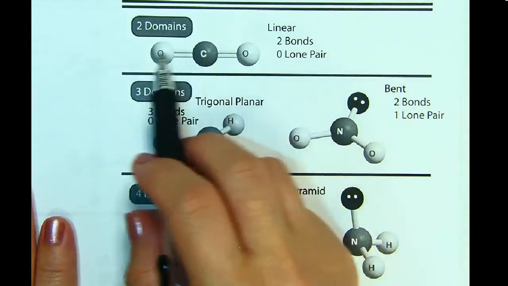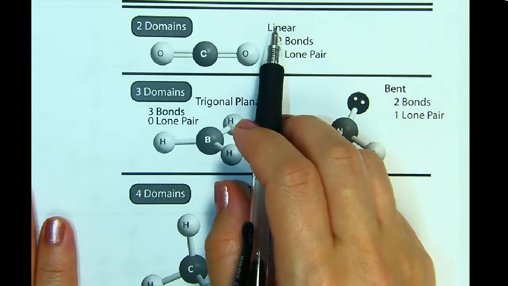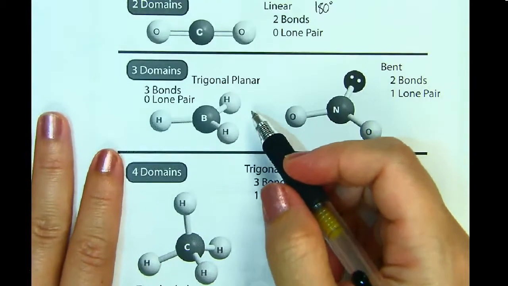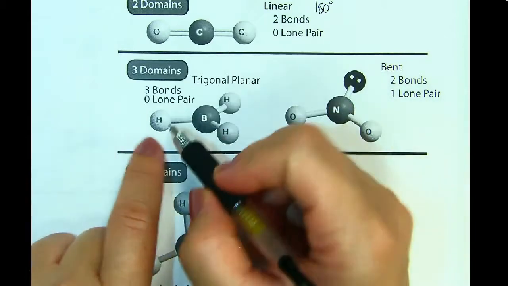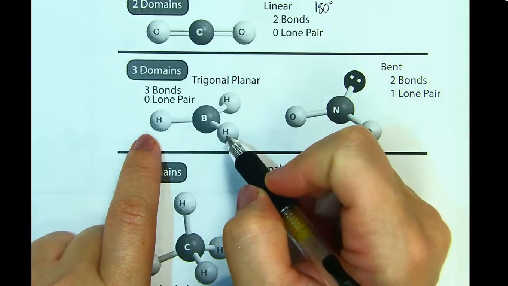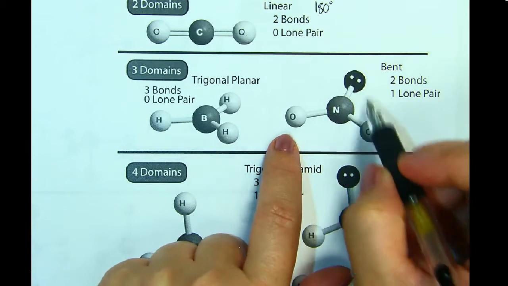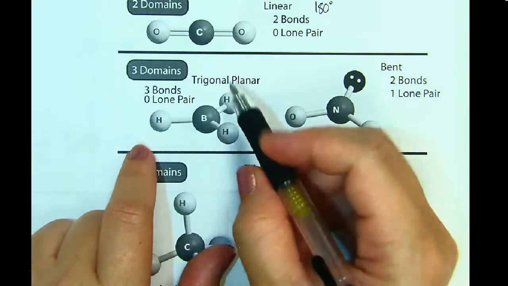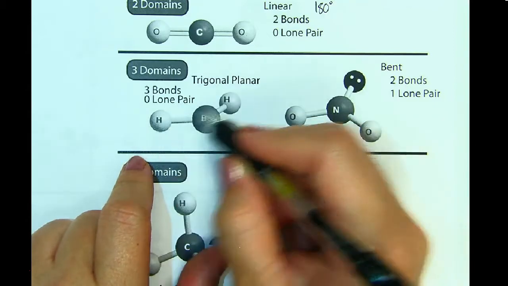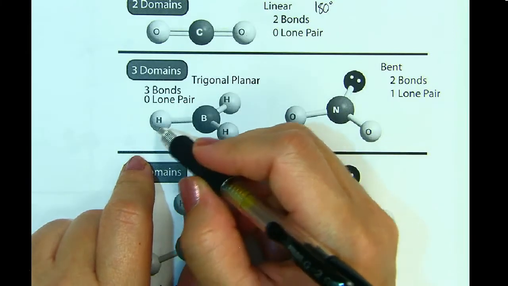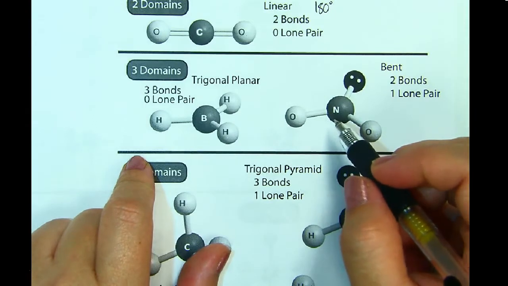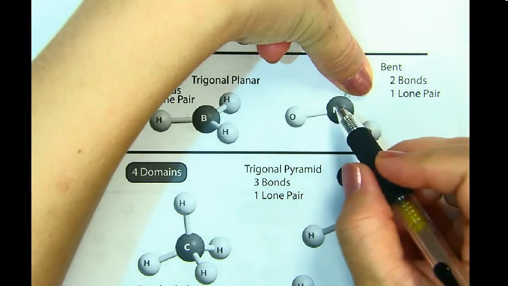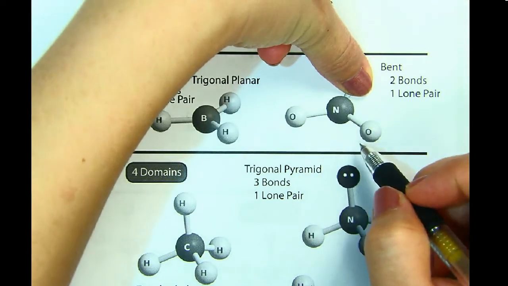And so if you have only two domains, then it's going to be linear with a 180-degree bond angle. If you have three domains, then there's two possibilities. Here, you have three bonded atoms, or you have two bonded atoms with one lone pair. So this one is called trigonal planar because it's flat in the plane and it makes a triangle when you connect the three atoms. This one is considered bent because when I ignore the lone pairs, my atoms here make a bent configuration as opposed to a linear.